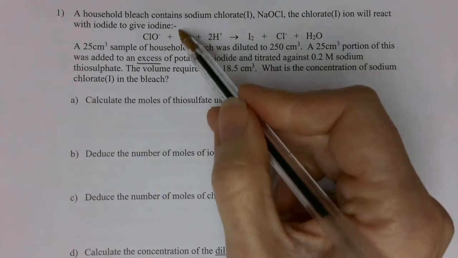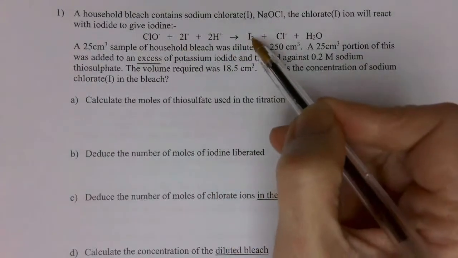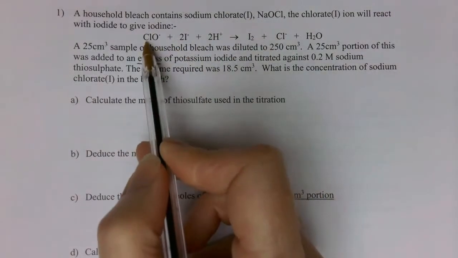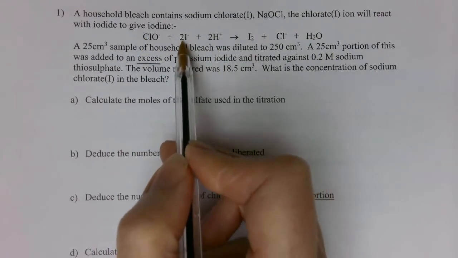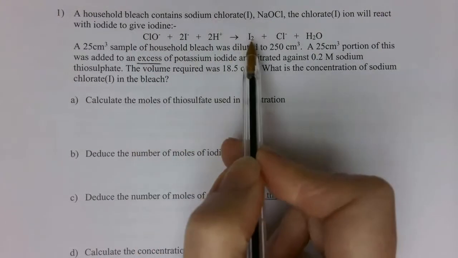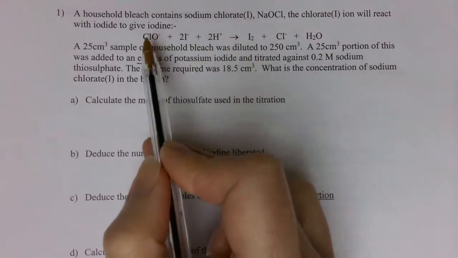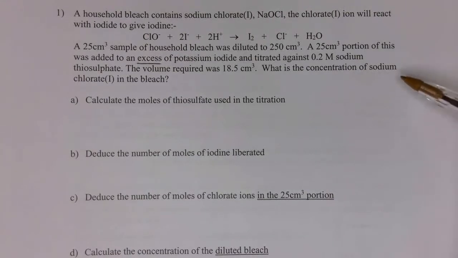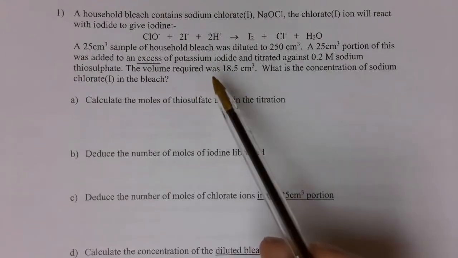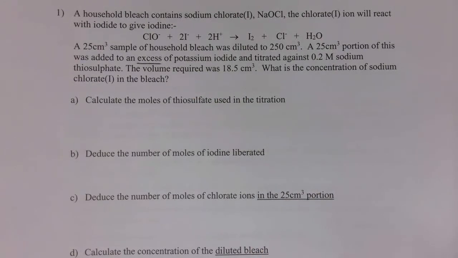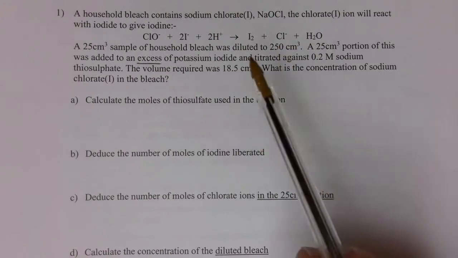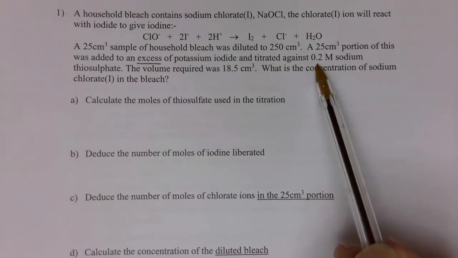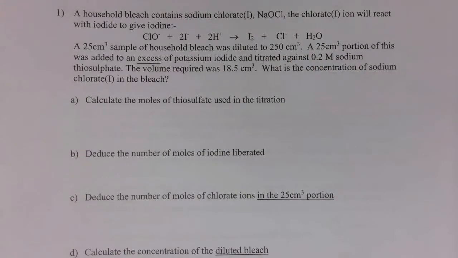Now because we've added the potassium iodide in excess, the amount of iodine that we've made is directly related to the amount of chlorate that we started with. This is my limiting reagent. So the amount of iodine we've made is limited by the amount of chlorate that we started with. So again, typical kind of reaction, you read them forwards and work them backwards. We're going to first of all work out the number of moles of thiosulfate used in my titration. I've got my volume and I've got my concentration, so I can work out my number of moles.